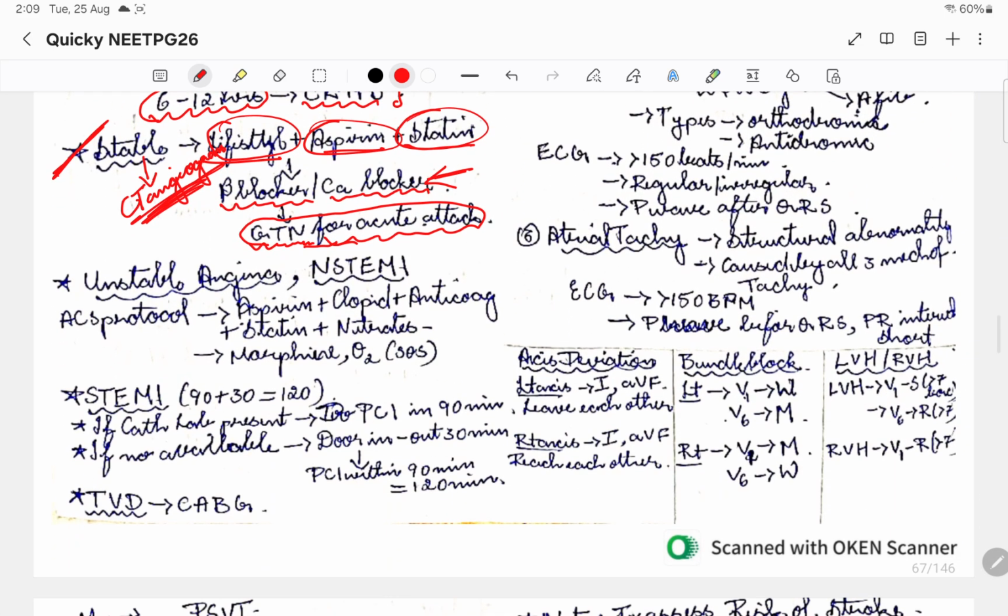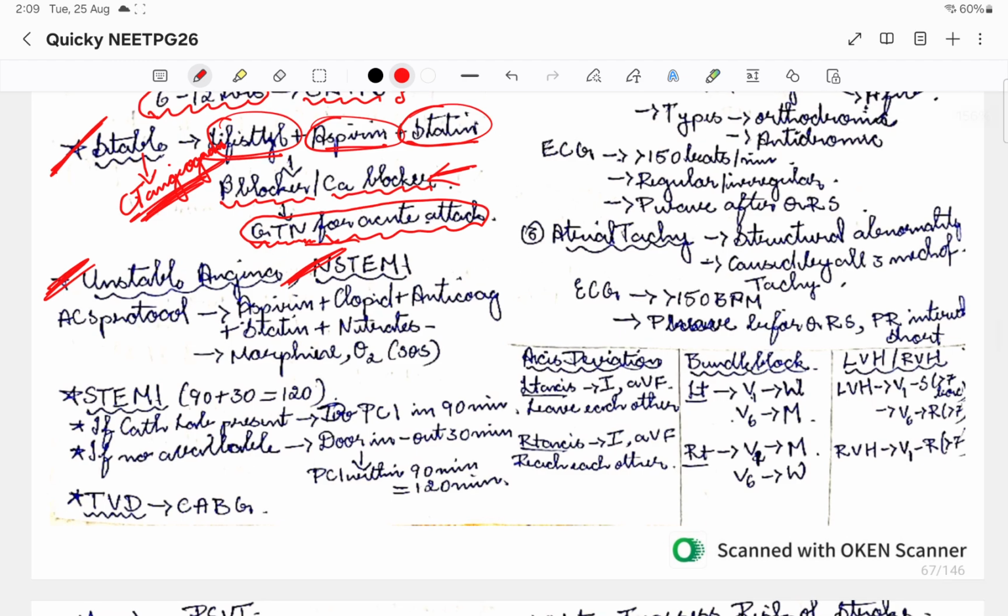Now coming to unstable angina and NSTEMI. It is the same for unstable angina and NSTEMI, because unstable angina can complicate into NSTEMI, right? Unstable angina is itself NSTEMI, but it can complicate to infarction, right? So that is why the protocol is the same with respect to ACS.